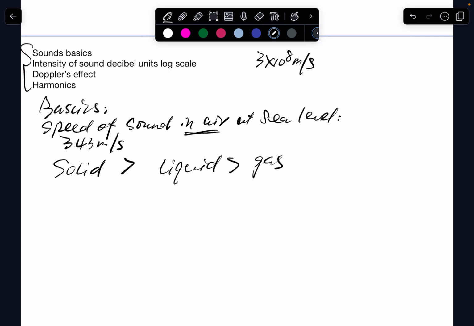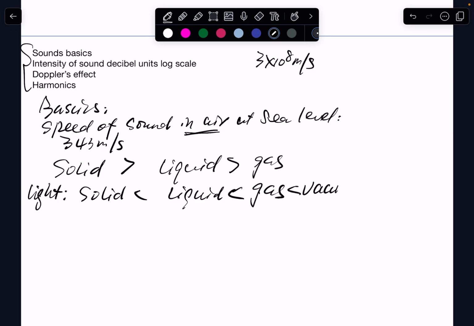So this is the case for sound, but it's opposite for light. So for speed of light, actually, it travels fastest in gas, okay? So that's light, and then vacuum, okay? Okay, perfect. So that's different.